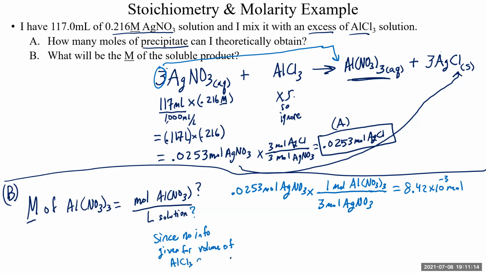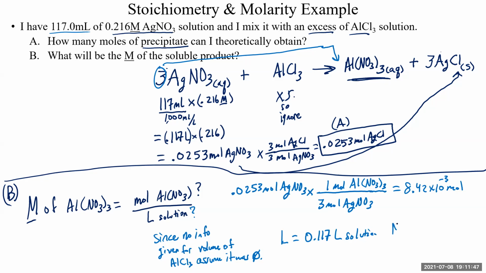Aluminum chloride, assume it was zero solution, zero volume. So what does that mean? That means our total volume is 117 milliliters for the ending solution as well. So our liters of solution is 0.117. It's the 117 milliliters divided by 1,000.